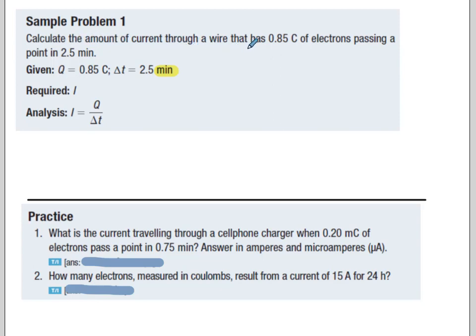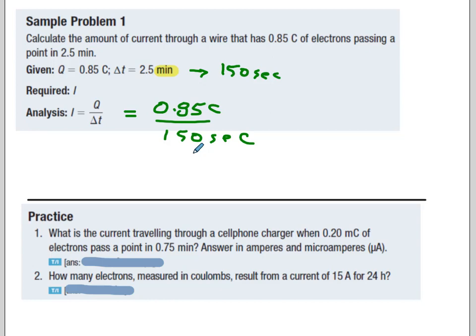So let's just do a quick calculation or two, and then we'll wrap this up. Calculate the amount of current through a wire that has 0.85 coulombs of electrons passing a point in 2.5 minutes. Okay, so that right there is our first issue. We need to convert 2.5 minutes into seconds. So that's 60, 120, 150 seconds. So when we set this up, we have 0.85 coulombs divided by 150 seconds.